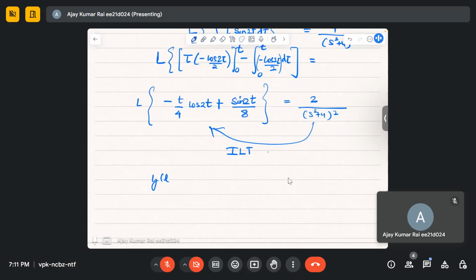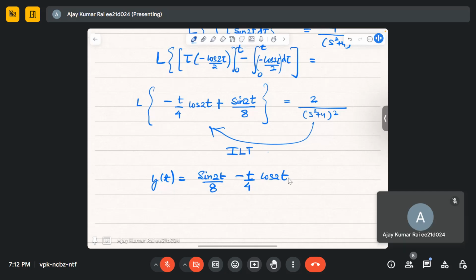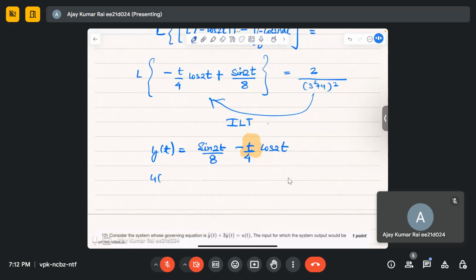So what we got is y of t equal to sine 2t by 8 minus t by 4 cos 2t. Let's forget about the coefficients. What you have to focus on is this term. The input we have given is sine 2t, and for sine 2t you're getting this output. And you know that at t equal to infinity, y of t will be infinity. That's why you'll get an unbounded output.